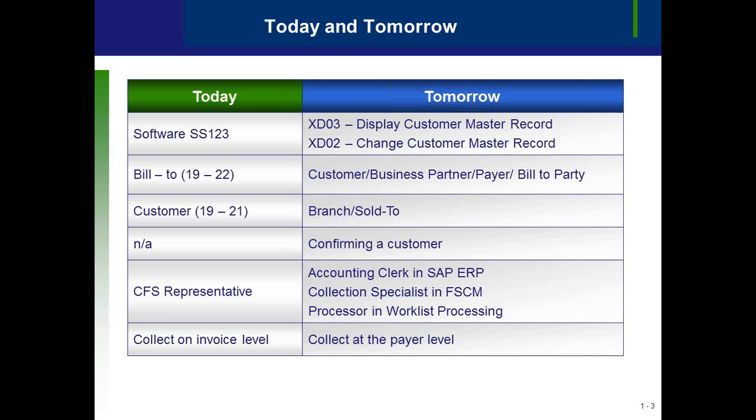So here's an example where today they have to go into the software SS123, and tomorrow we've got different transaction codes. It's called a customer today, but they're called branch and sold-to tomorrow. Those are huge, very, very different terminology going from the old to the new systems. And then here we have something called a customer representative today, and now depending on what system they're in, there are 3 different names for that one name in their today field. So again, we have to make sure that they understand that going forward.